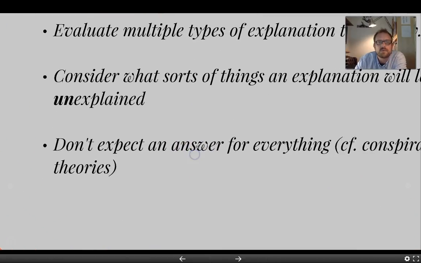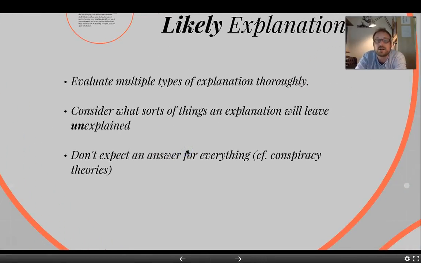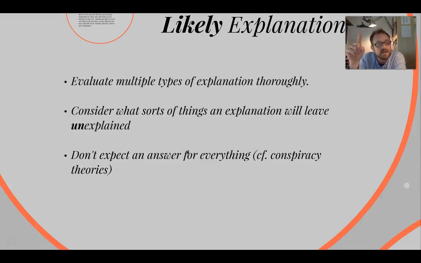So what we want to do when we're evaluating arguments or making our own causal arguments is, one, evaluate multiple types of explanation thoroughly. Number two, you should consider what sorts of things an explanation will leave unexplained. I really like this second one a lot. Why? Because an explanation does the work of helping to explain something else, the explanandum. But a single explanation can't explain everything. So one of the best ways to evaluate an explanation is to determine what that explanation's extension is. That is, how far does that explanation extend? What can it explain and what can it not explain?